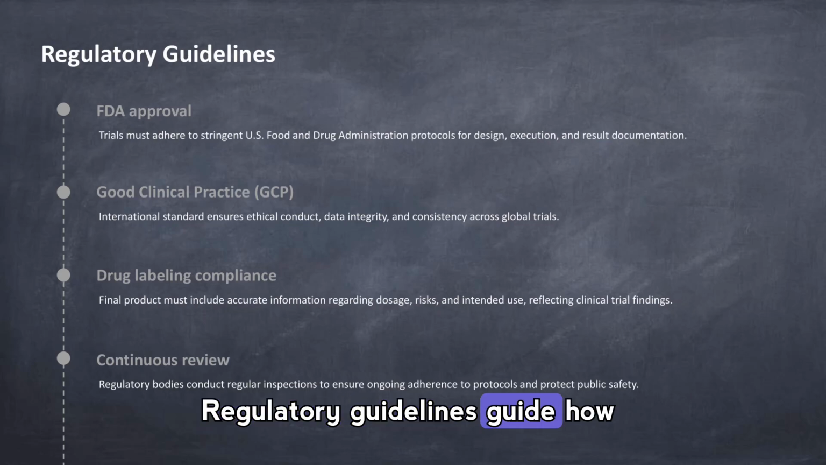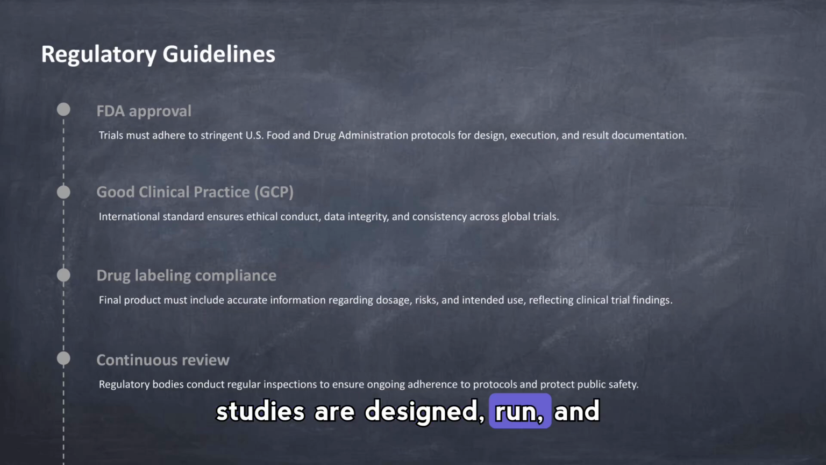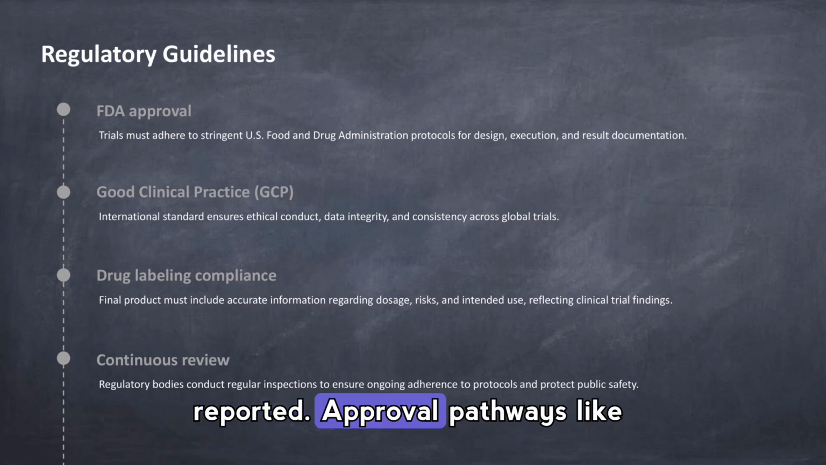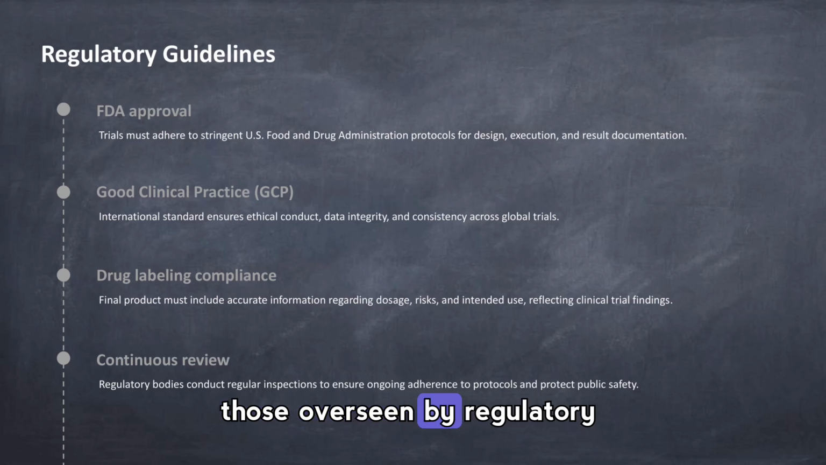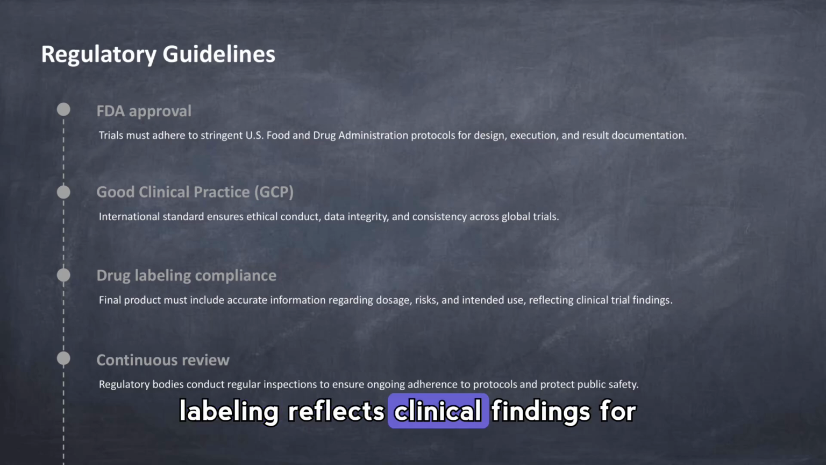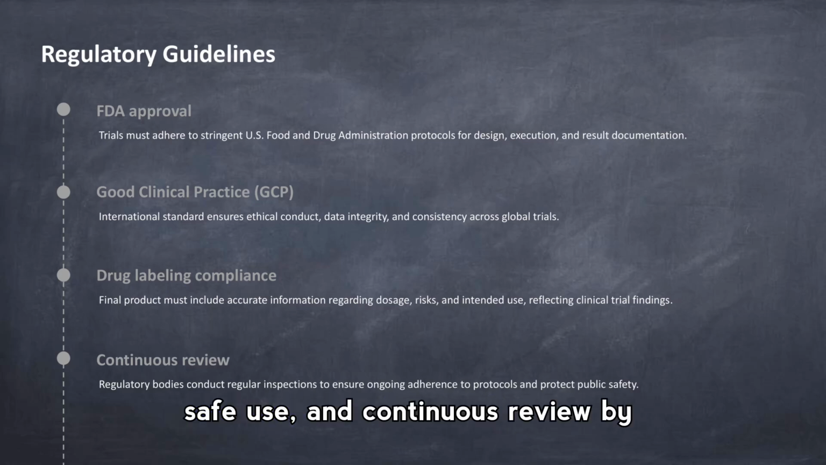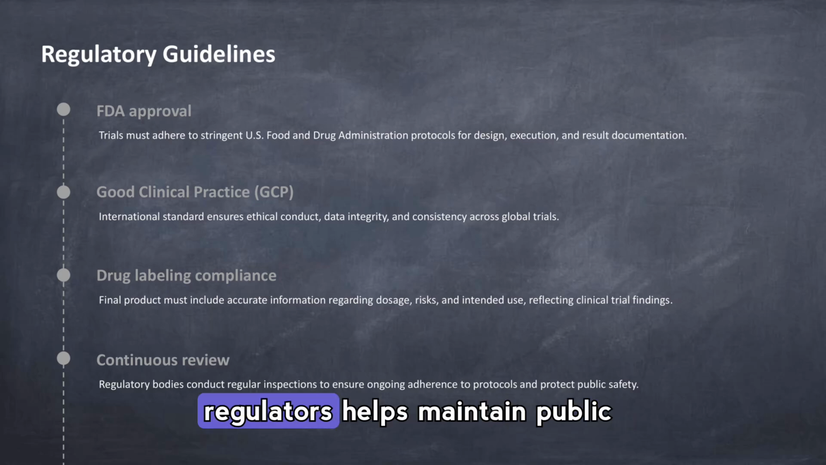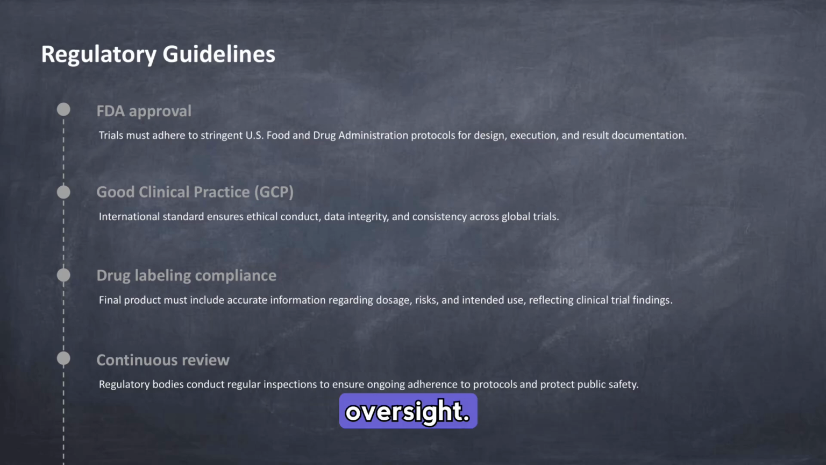Regulatory guidelines guide how studies are designed, run, and reported. Approval pathways, like those overseen by regulatory agencies, demand rigorous documentation. Good clinical practice ensures ethical conduct and data integrity. Accurate drug labeling reflects clinical findings for safe use. And continuous review by regulators helps maintain public safety through inspections and oversight.